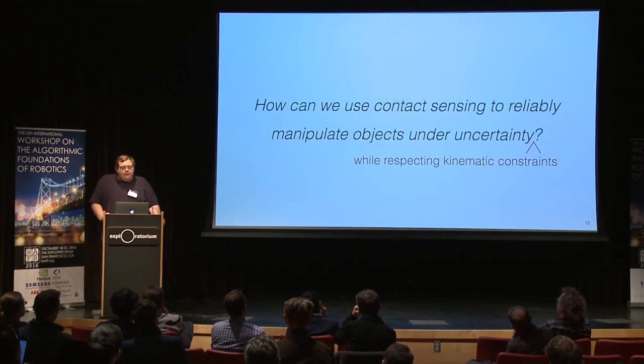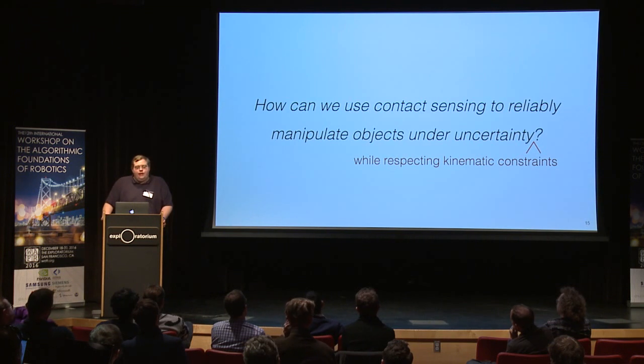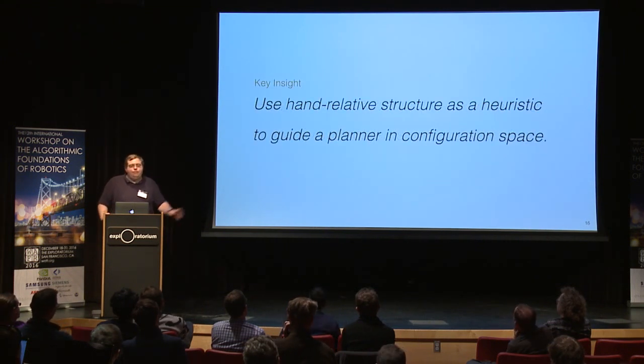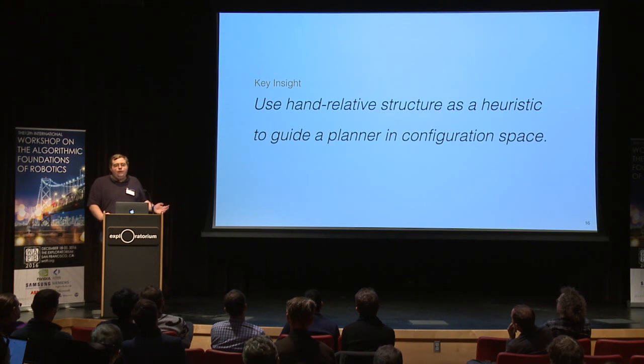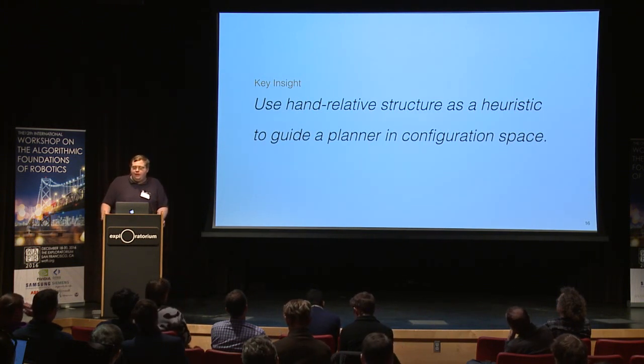So really the topic of this talk is how do we use contact sensing to be robust in the presence of many kinematic constraints. And the key insight that we use on a few different fronts is that we can still exploit this hand relative structure, but instead of using it as a hard constraint that our policy must follow this form, we'll use it as a heuristic to guide a search in the full joint robot object configuration space. And that heuristic will give us tractability.